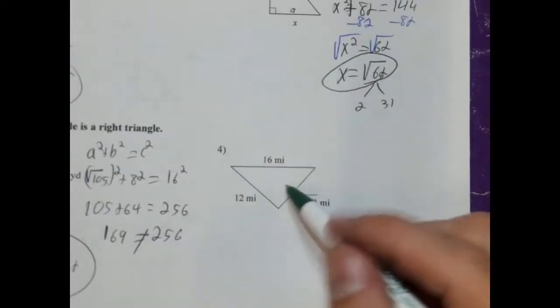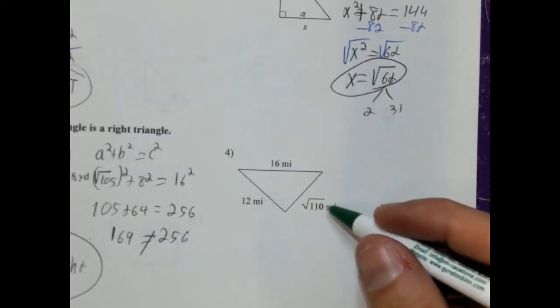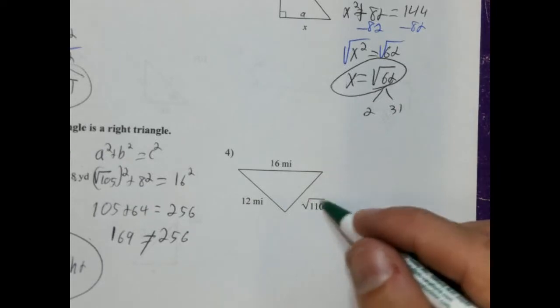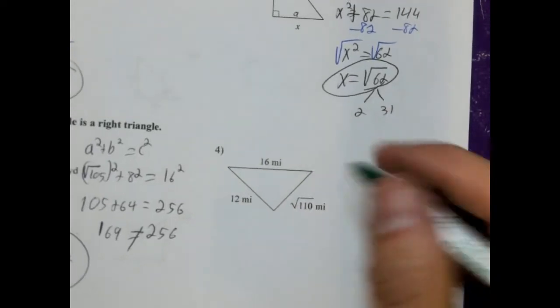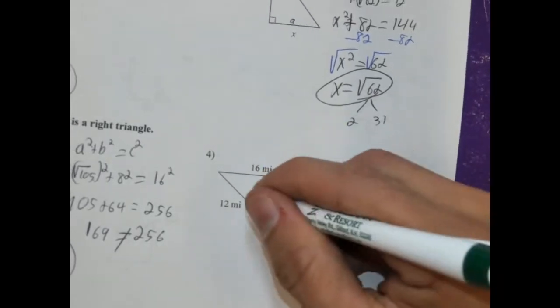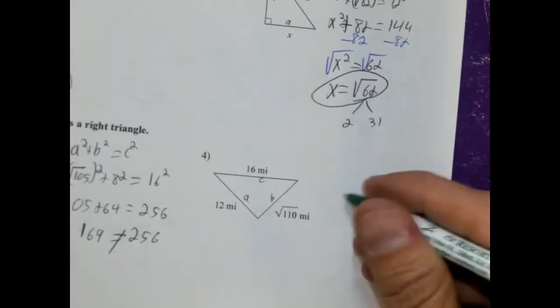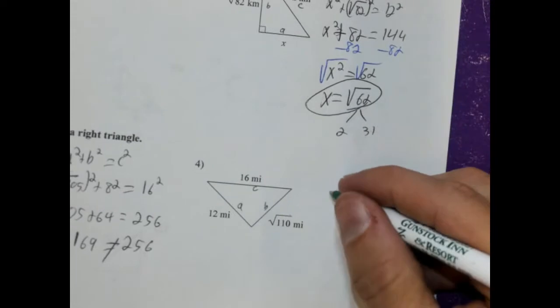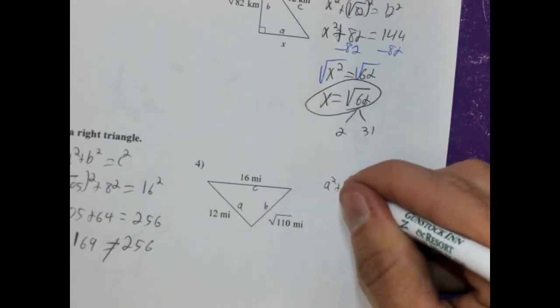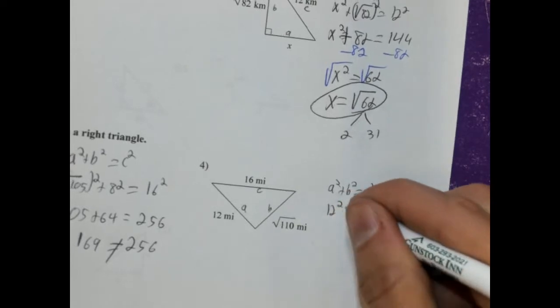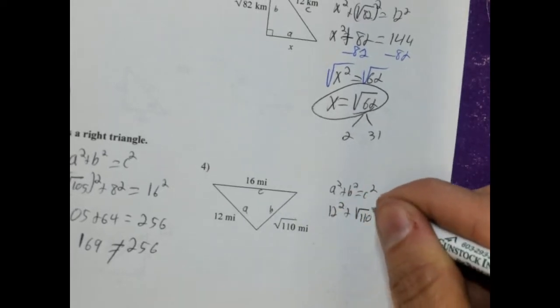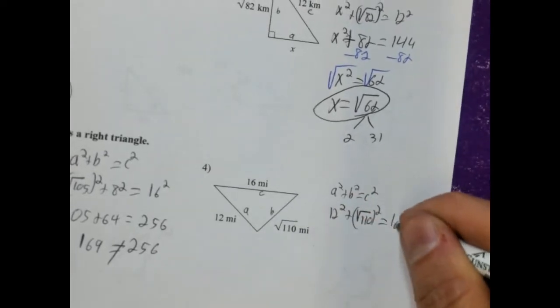Let's try it over here. Again, 16 will be larger than radical 110 because that number would be in between 10 and 11, which 16 is definitely larger than. So C, A, and B. A and B, again, are interchangeable. The only one that really matters is C. So A squared plus B squared equals C squared. 12 squared plus radical 110 squared equals 16 squared.